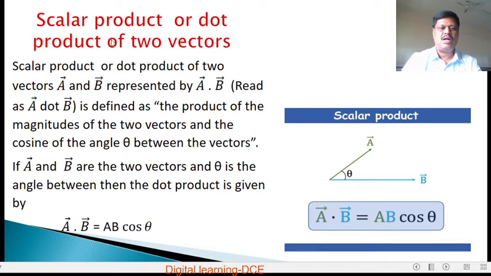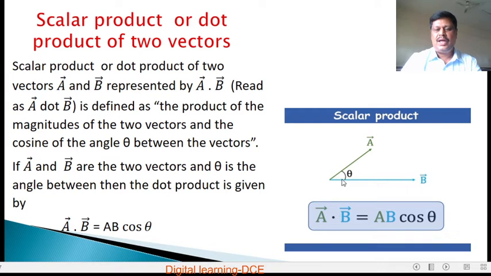Scalar product or dot product of two vectors. The scalar product of two vectors A and B, represented by A dot B, is defined as the product of the magnitudes of the two vectors and the cosine of the angle theta between them. If A and B are the two vectors and theta is the angle between them, then the dot product is given by A dot B is equal to AB cos theta.